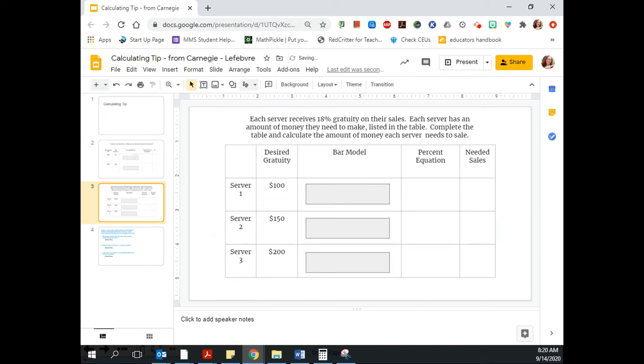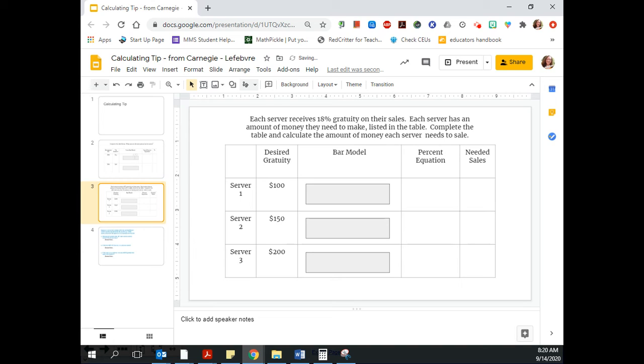Part 2 is a little bit different, same process, but now we know all the servers receive 18% gratuity on their sales. Each server has an amount of money that they want to make. It's their desired gratuity. This means how much tip they want to take home.